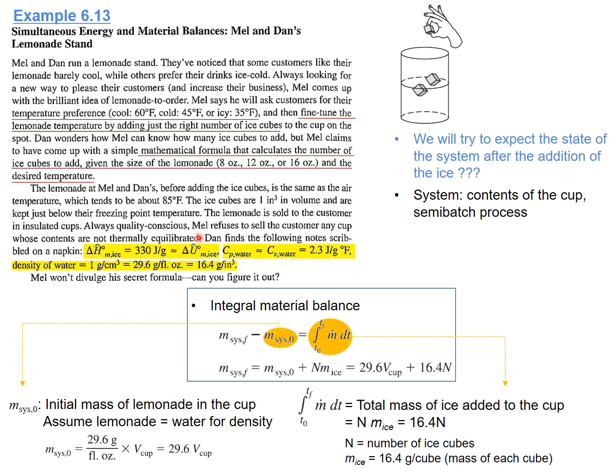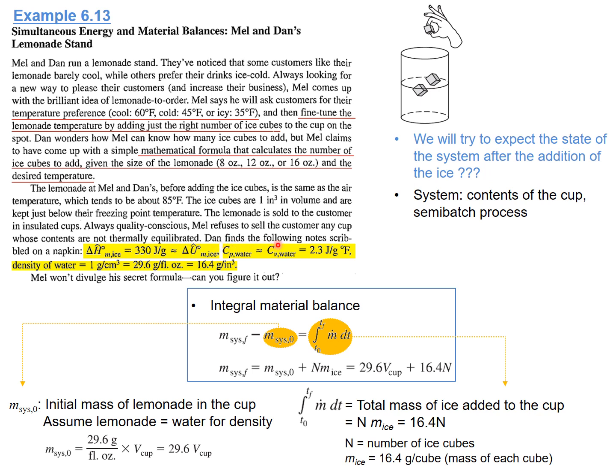Always quality conscious, Mel refuses to sell the customer any cup whose contents are not thermally equilibrated. It means inside of the cup, the ice cubes and the liquid lemonade are always equilibrated in terms of temperature.